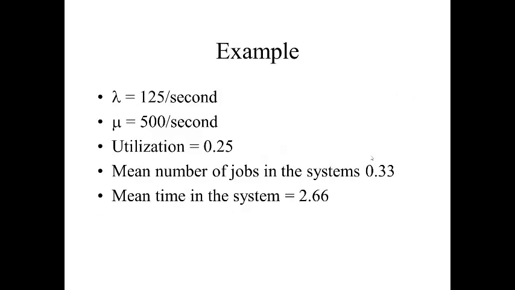Here's an example. Assume you have 125 jobs arriving per second, and you have the capacity to process 500 per second. Here the utilization is equal to 125 divided by 500, which is 0.25. Again, that's a good utilization. We're using about 25% of the system capacity. You want a nominal utilization at best. You don't want that to be 0, and you don't want it to be 1. Mean number of jobs in the system, if you run through those calculations, you'll get 0.33. And the mean time in the system is about 2.66.